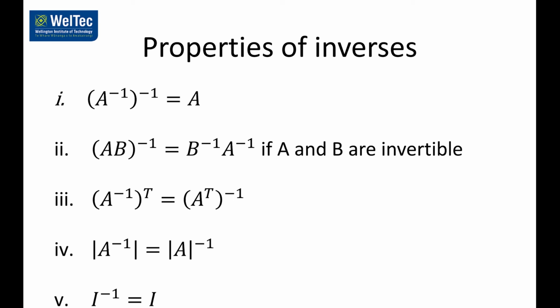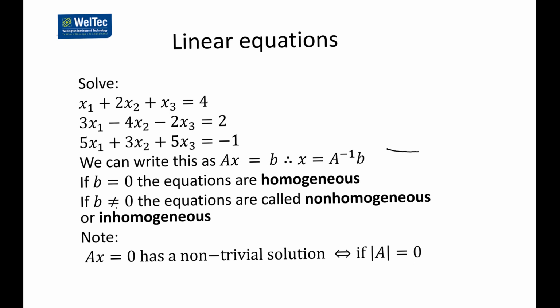The inverse of the inverse is the original. The inverse of AB is the inverse of B times the inverse of A, provided you can invert both of them. The transpose of the inverse is the inverse of the transpose, and the determinant of the inverse is the inverse of the determinant.